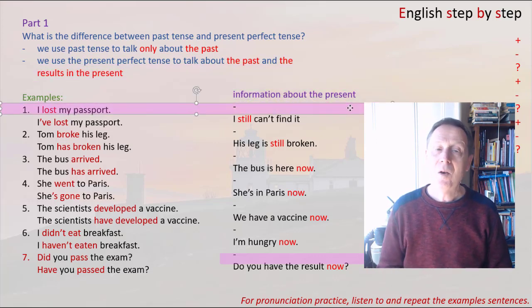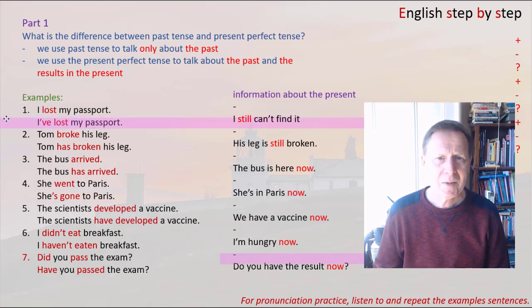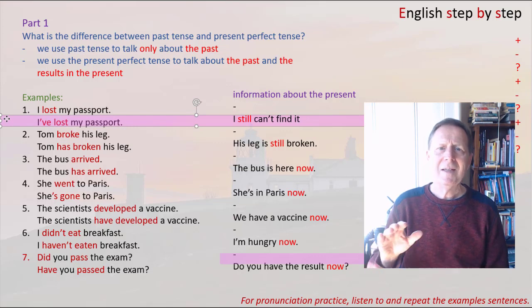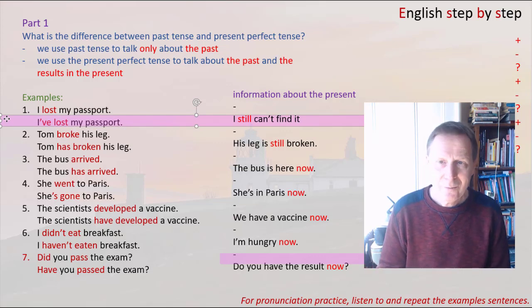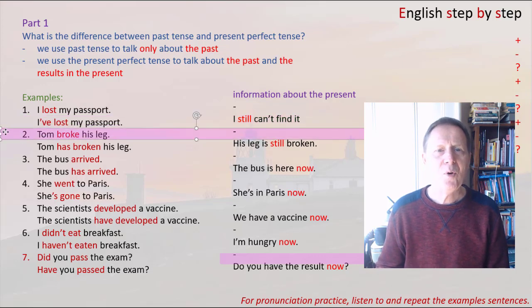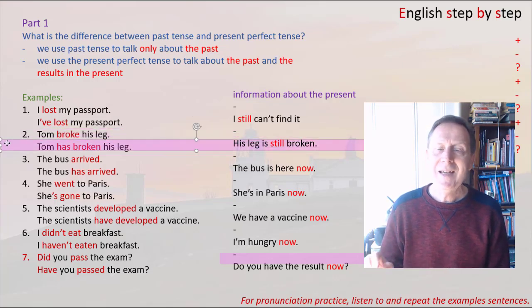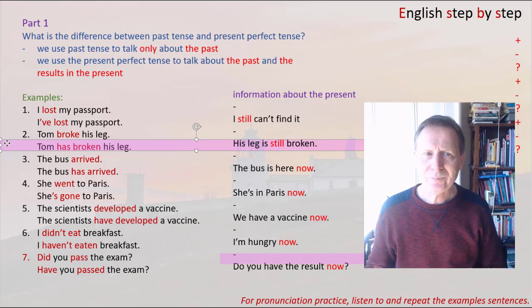Number 1, I lost my passport. Now, there is no information about the present in this sentence. But the next one, I've lost my passport, that means in the present I still can't find it. Example number 2, Tom broke his leg. No information about the present. Tom has broken his leg. Well, in the present, his leg is still broken.